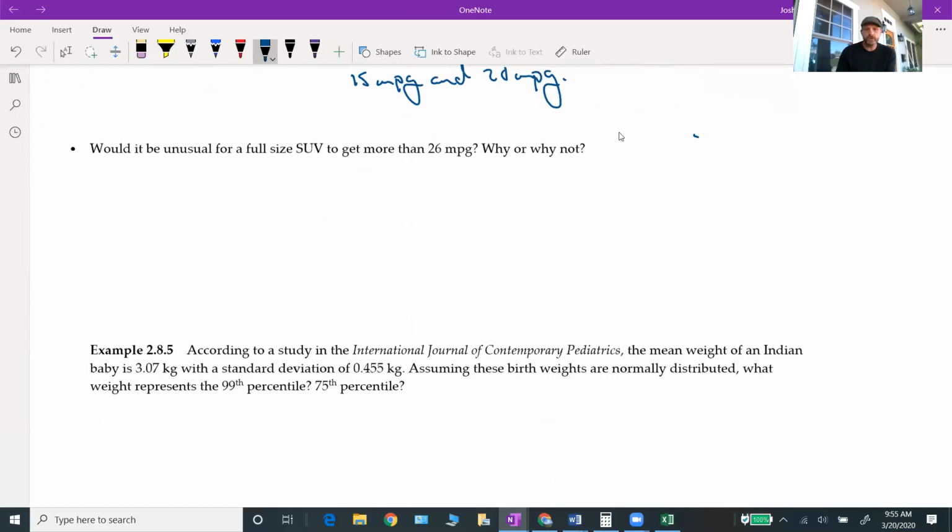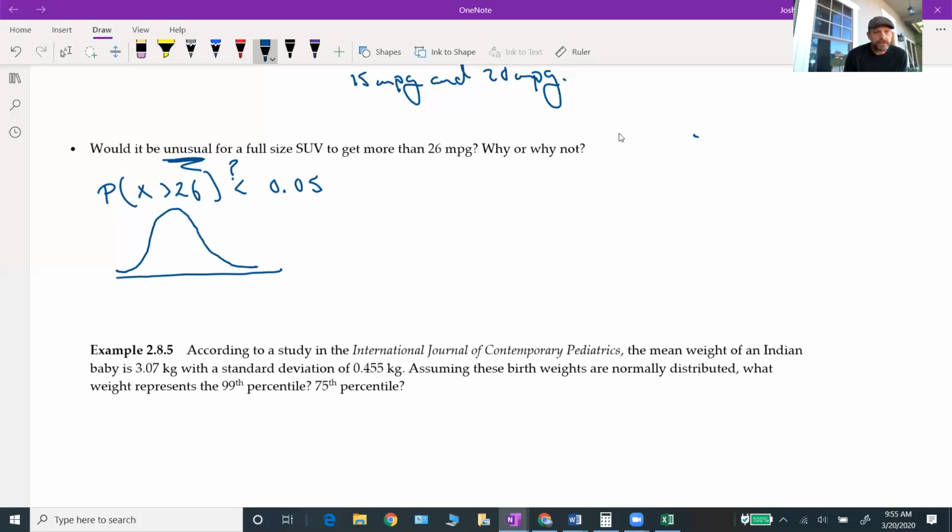Next, would it be unusual for a full-size SUV to get more than 26 miles per gallon? Why or why not? Well, unusual, in other words, is the probability that we find an SUV whose mileage is greater than 26. Is this less than, well, what's our standard for deeming an event unusual? Well, probability of occurring less than 0.05, right? That's what I want to know.